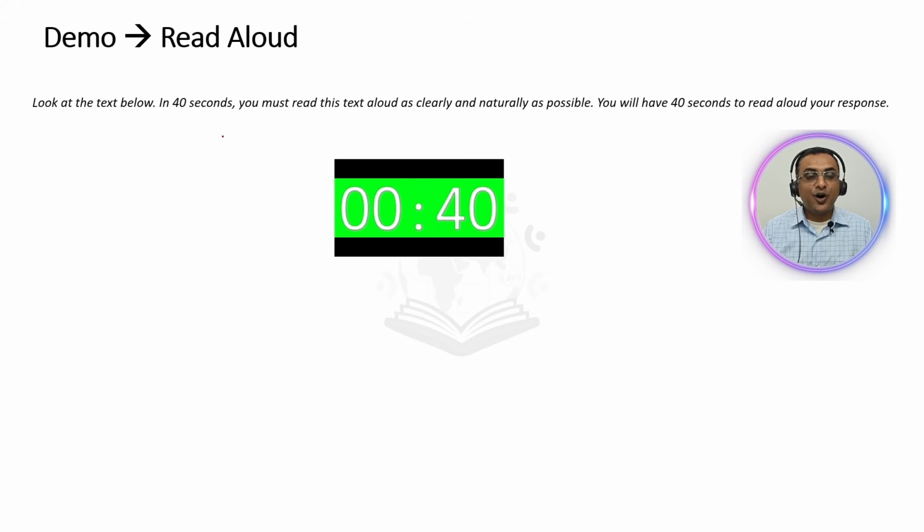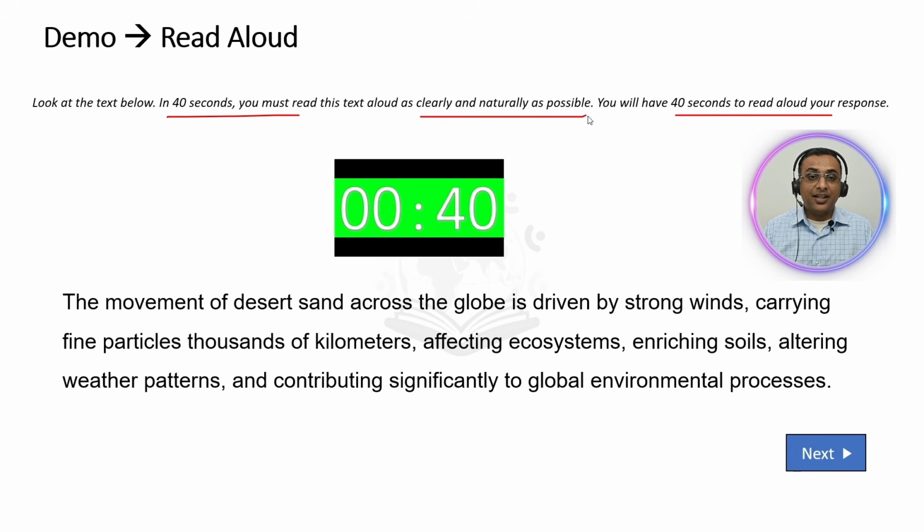Let's look at a demo for the read aloud question. Here you would get 40 seconds of preparation time and 40 seconds to record your response. PTE says that you need to speak clearly and naturally as much as possible in your read aloud question. Now let me show you the question and start the timer, starting in 3, 2, 1 and let's go.